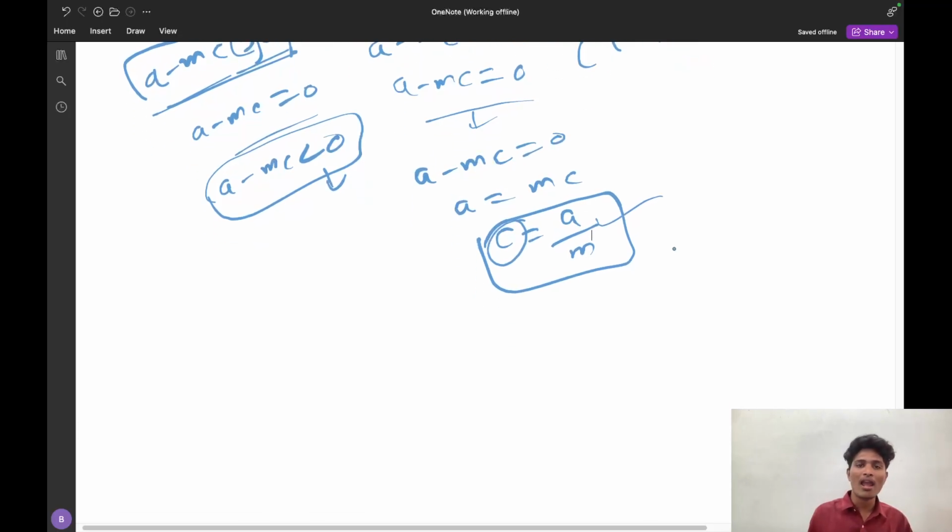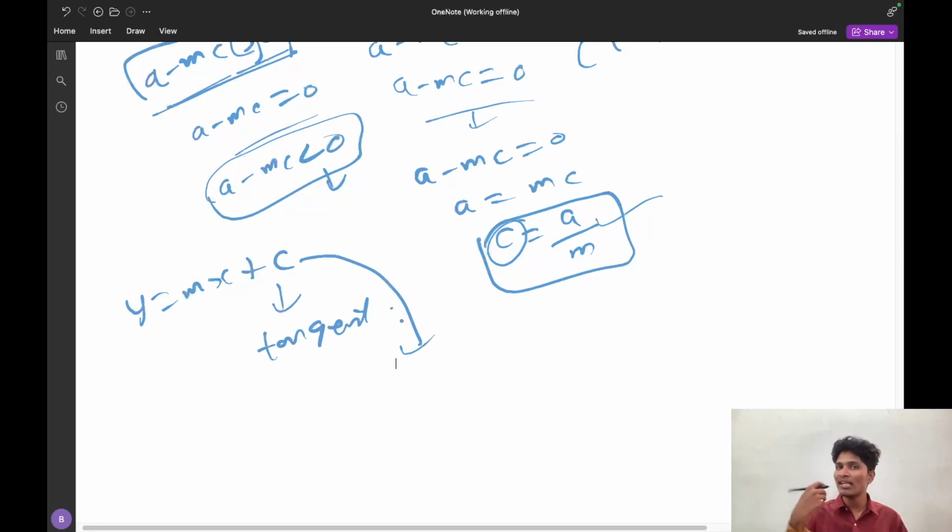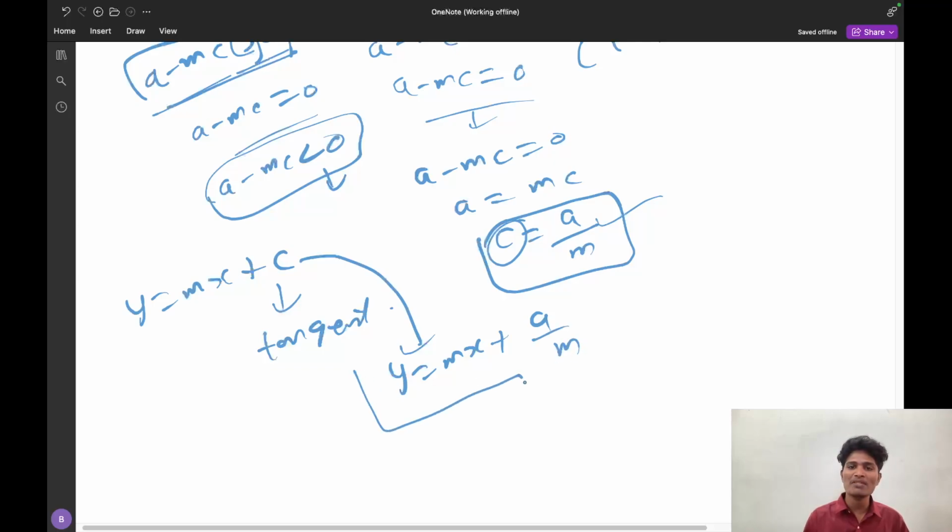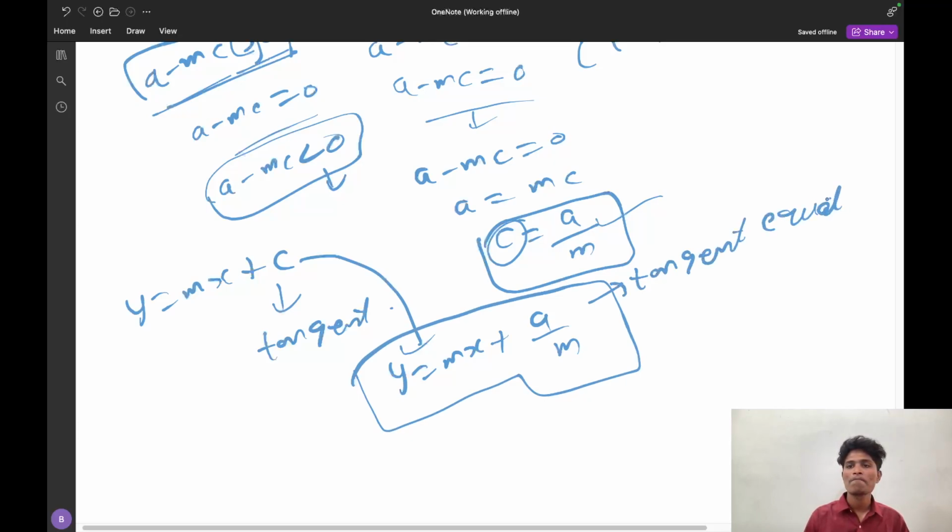So I already said y equal to mx plus c is a line which is tangent. So what is the tangent in slope form? Now the answer is revealed: y is equal to mx plus c, and the c value is a by m. So y equal to mx plus a by m is the tangent equation in slope form.